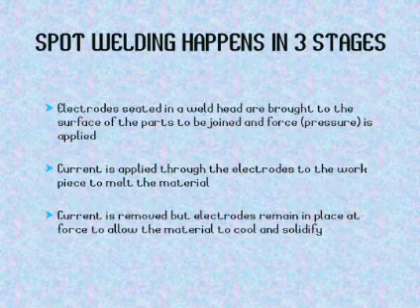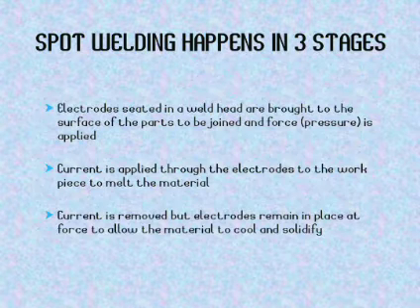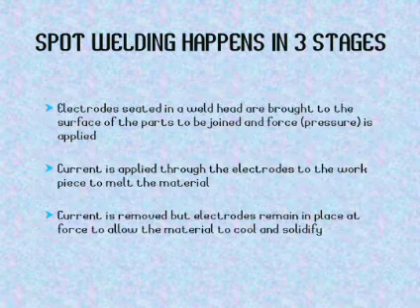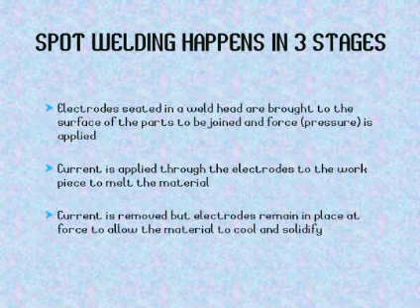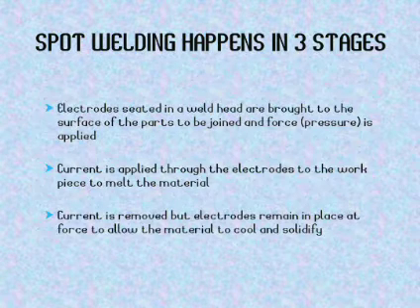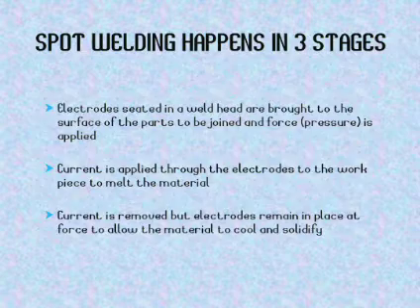Spot welding happens in three stages. First, electrodes seated in a weld head are brought to the surface of the parts to be joined and force or pressure is applied. Second, current is applied through the electrodes to the workpiece to melt the material. Lastly, current is removed but electrodes remain in place to allow the material to cool and solidify.